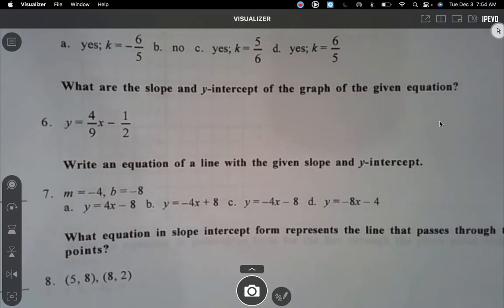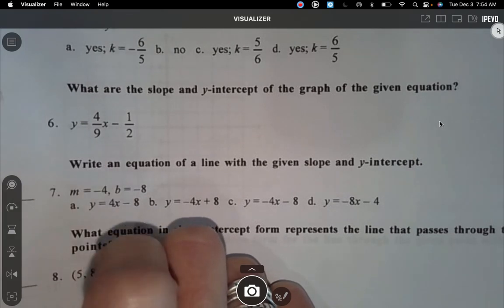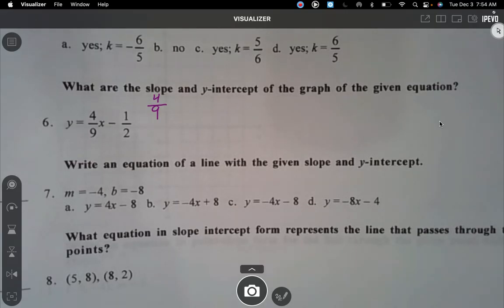4/9. Easiest question on the test. Again, I'll change the numbers. Did everybody know that's the slope? 4/9. What's the y-intercept? -1/2. The way you would write this, it doesn't matter how, but under the word slope, 4/9, the y-intercept is -1/2. The way I would write it, I would say the slope is 4/9, the y-intercept is -1/2.